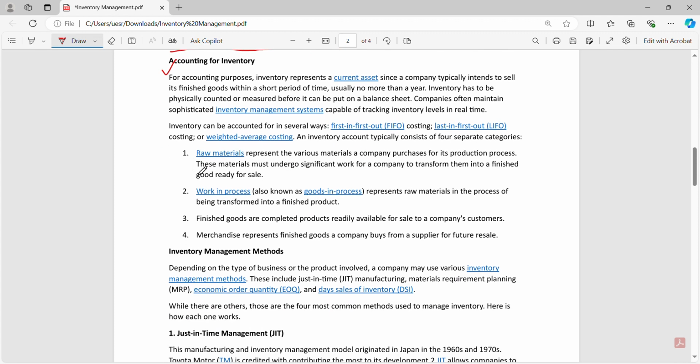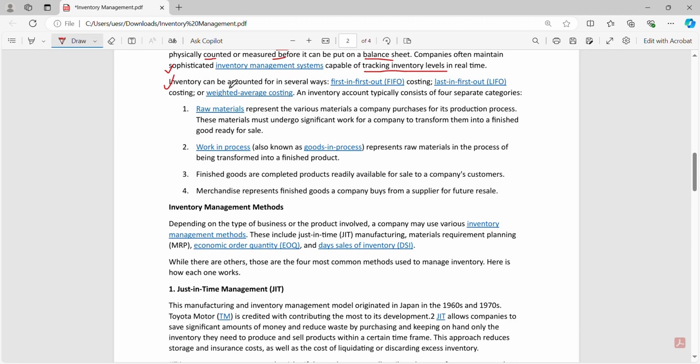Accounting for inventory. For accounting purposes, inventory represents a current asset since a company typically intends to sell its finished goods within a short period of time, usually no more than a year. Inventory has to be physically counted or measured before it can be put on the balance sheet. Companies often maintain sophisticated inventory management systems capable of tracking inventory levels in real time. Inventory can be accounted for in several ways: first in, first out, FIFO, costing; last in, first out, LIFO, costing; or weighted average costing.